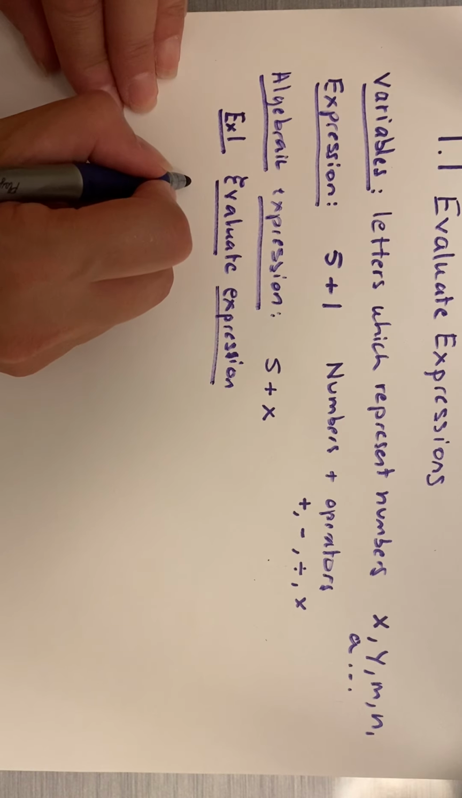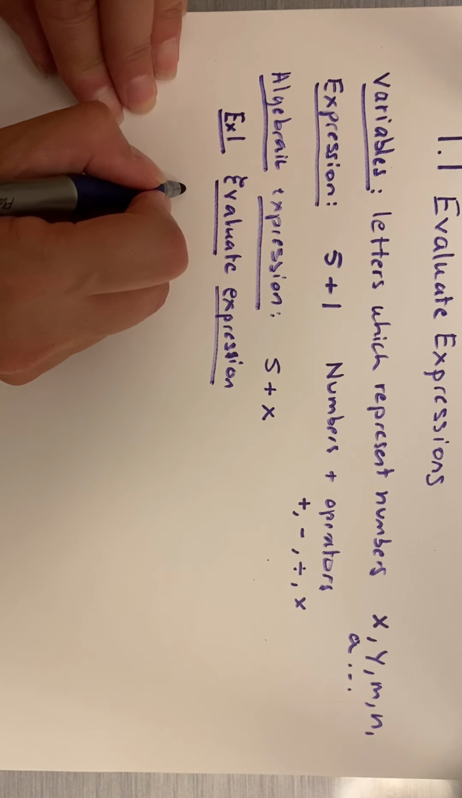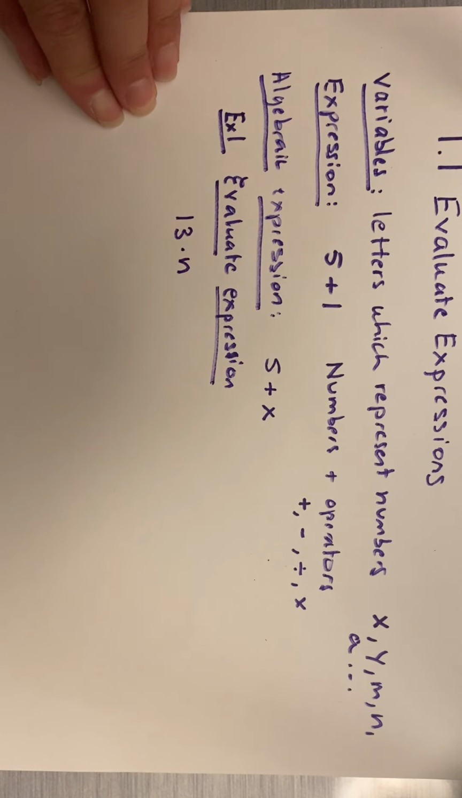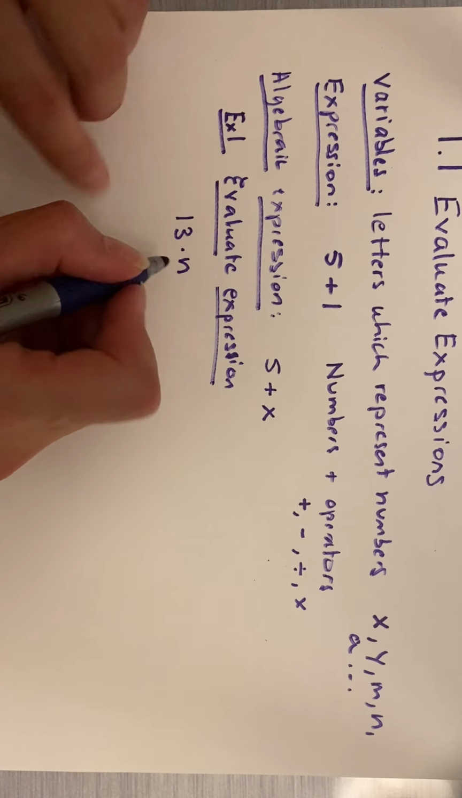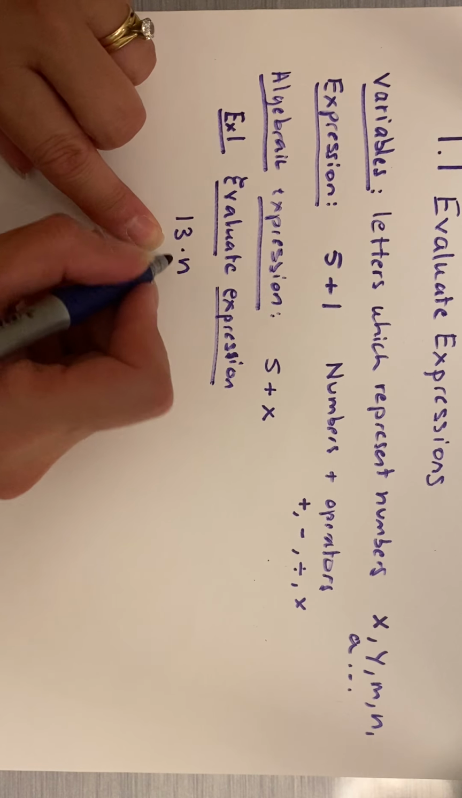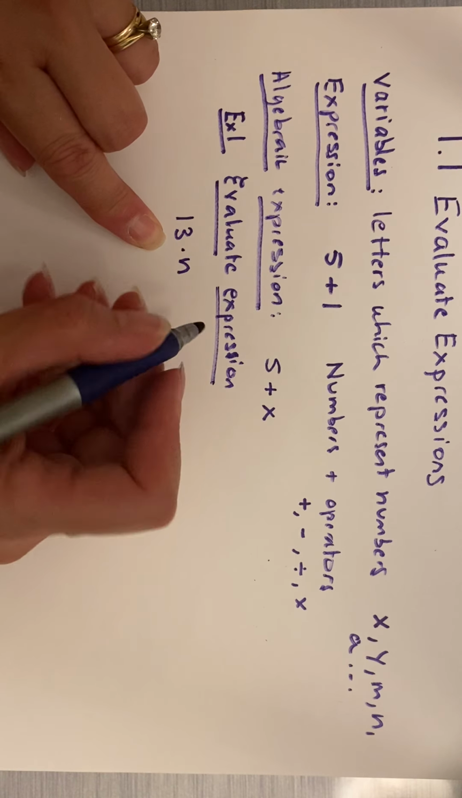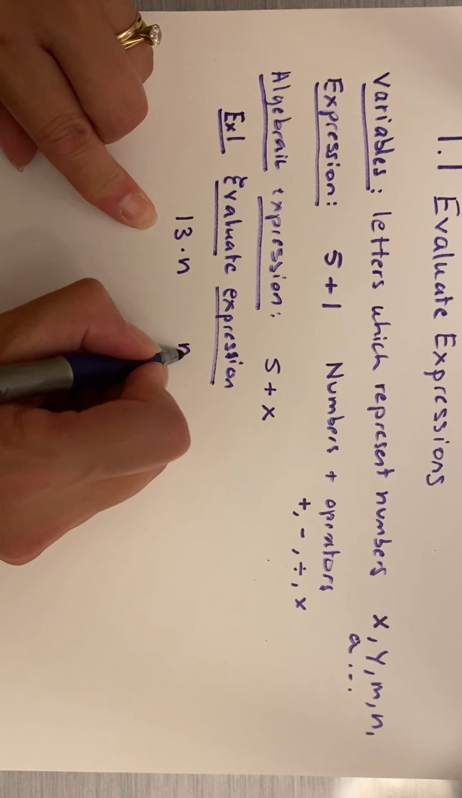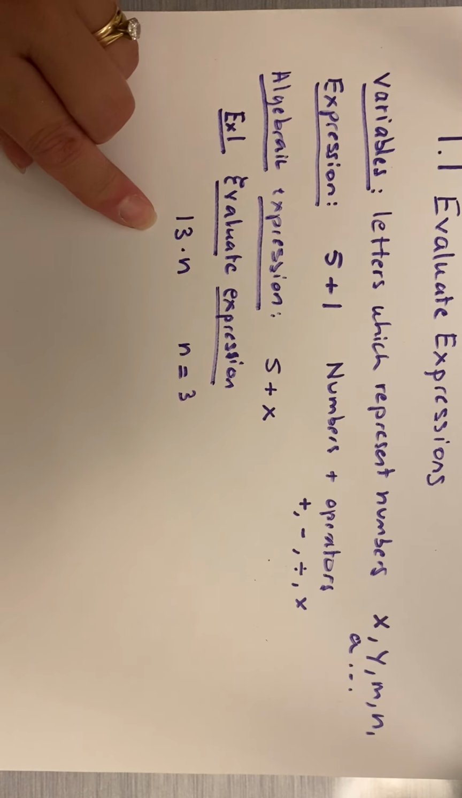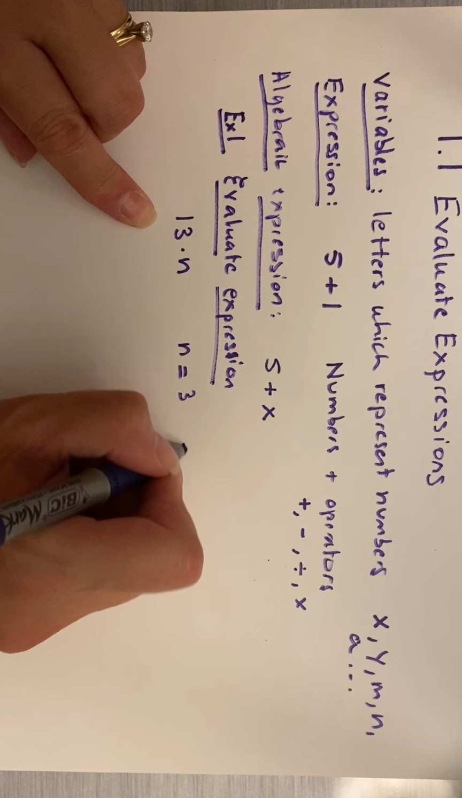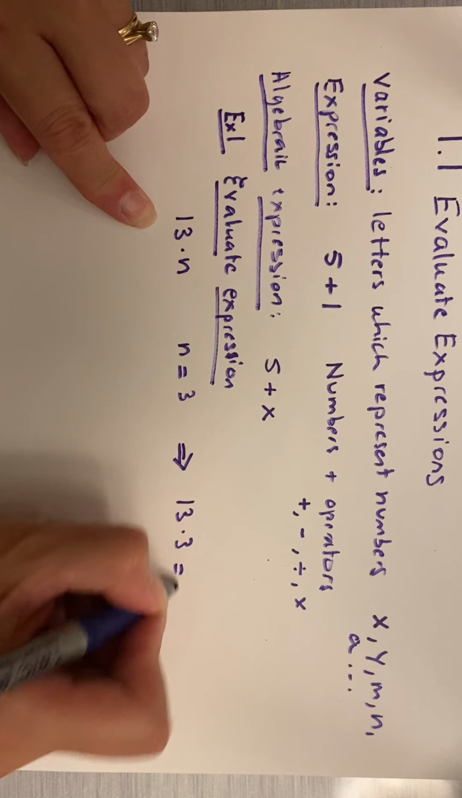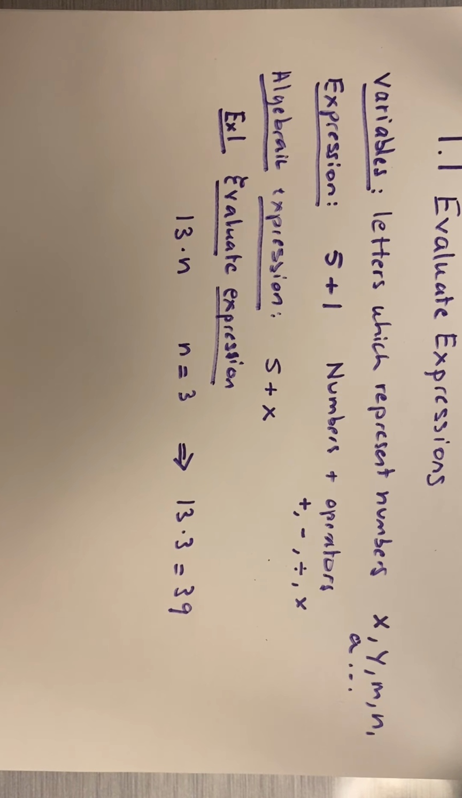And we're going to have a few different examples. One is, what is 13 times n? You can't evaluate it unless somebody tells you what n is, right? Because otherwise you're stuck, because n could be anything. When somebody tells you, okay, evaluate 13 times n when n equals 3, then you know right away you've got something that you can do. 13 times 3 is 39.